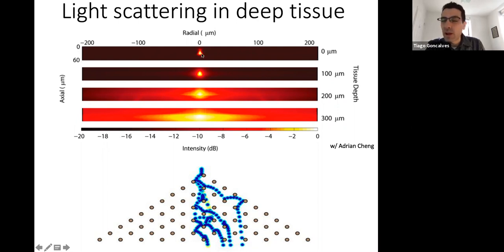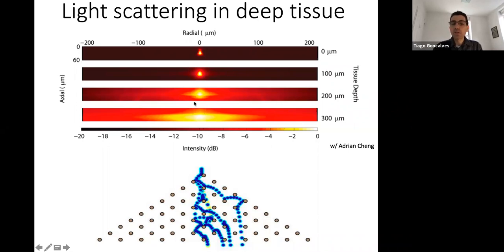It doesn't look round. There's an elongation of the point spread function. We'll talk a little bit about that. That's very typical of imaging systems. And then if you start putting tissue, just a slice of tissue between the objective and the bead, you start seeing this progressive distortion of your image. So what you get is this broadening of the point that you initially had.